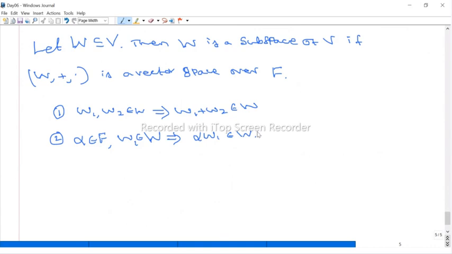And then 0 should be there. That is very important. Anyway, it is clear from the first condition: if you take W2 equal to minus W1, you will get 0 there. Therefore, 0 should be there in any subspace. If a subset satisfies these two conditions, we say W is a subspace of a vector space V. Okay.